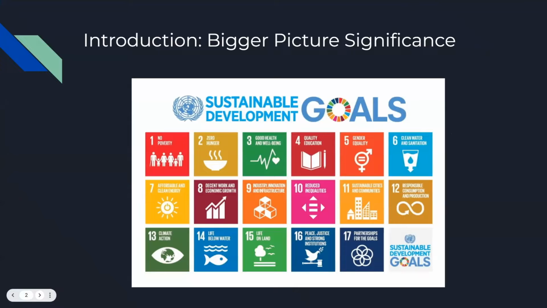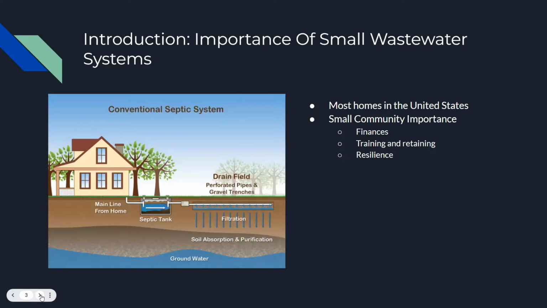And well-implemented wastewater systems can help other goals like the good health and well-being goal and then the sustainable cities and communities goal. But what is the importance of wastewater systems? Small wastewater systems are the ones that are used for most homes in the US. So it's important for them to be implemented in the best way possible, specifically important for small communities.